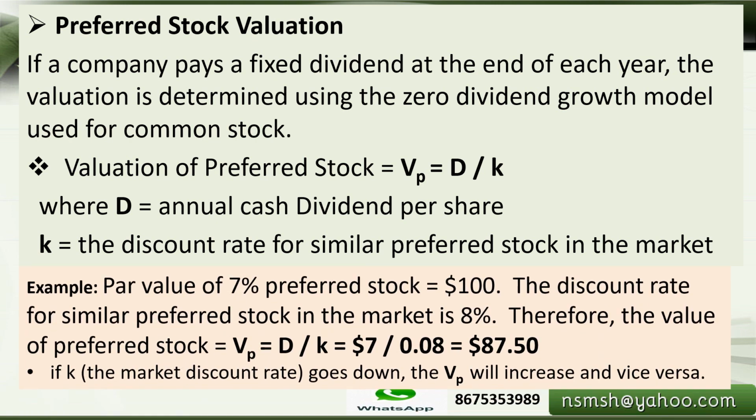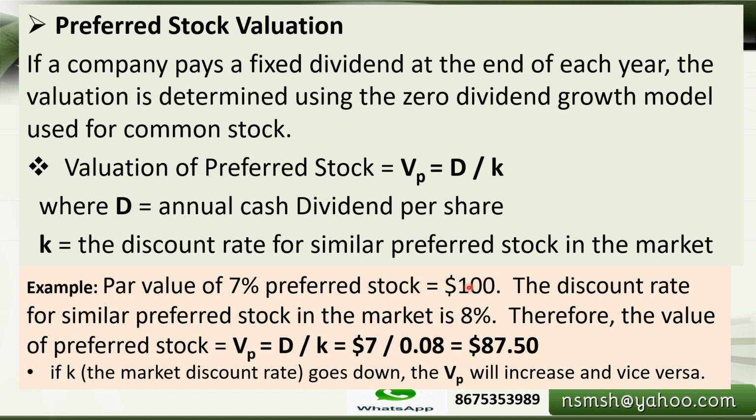So, for example, the par value of a 7% preferred stock is $100. We calculate that the discount rate for similar preferred stock in the market, the expected rate of return, is 8%. So we take the 7% preferred stock dividend of $7 and divide it by the expected market rate of return, 0.08. Therefore the value of the preferred stock is $87.50.